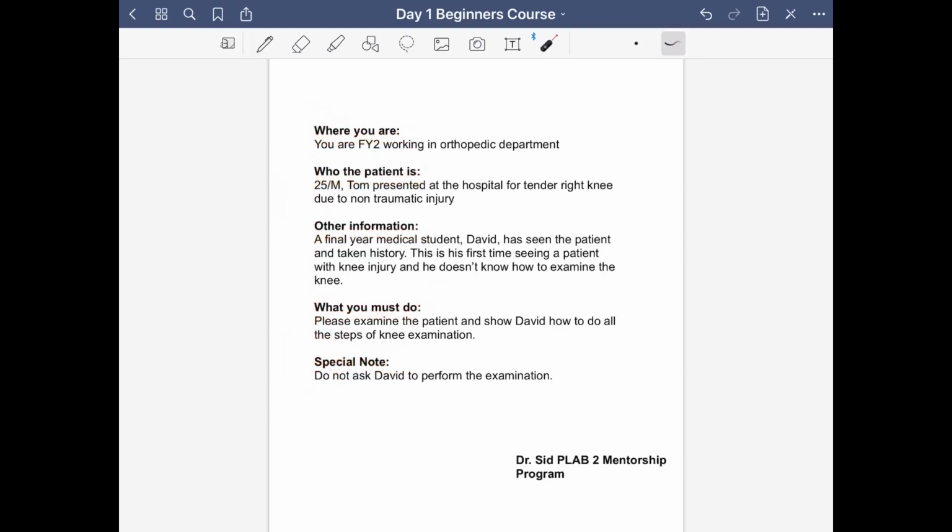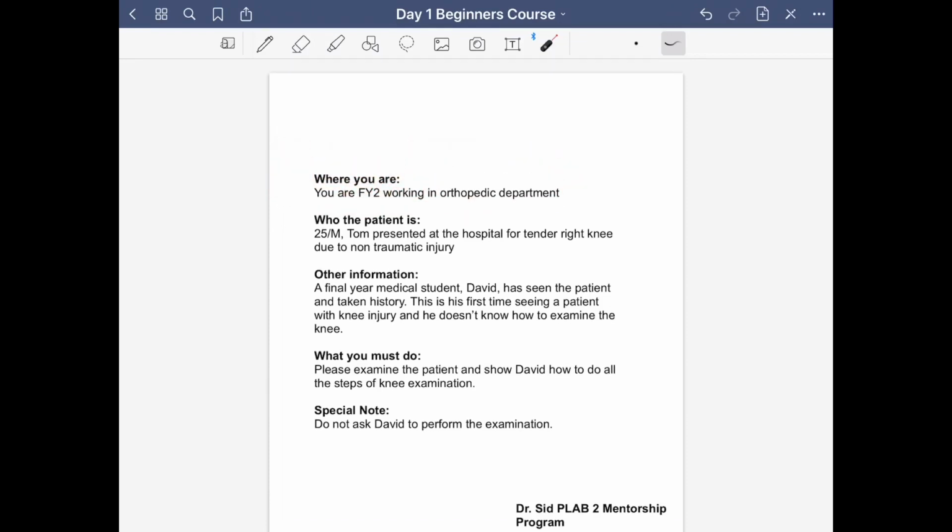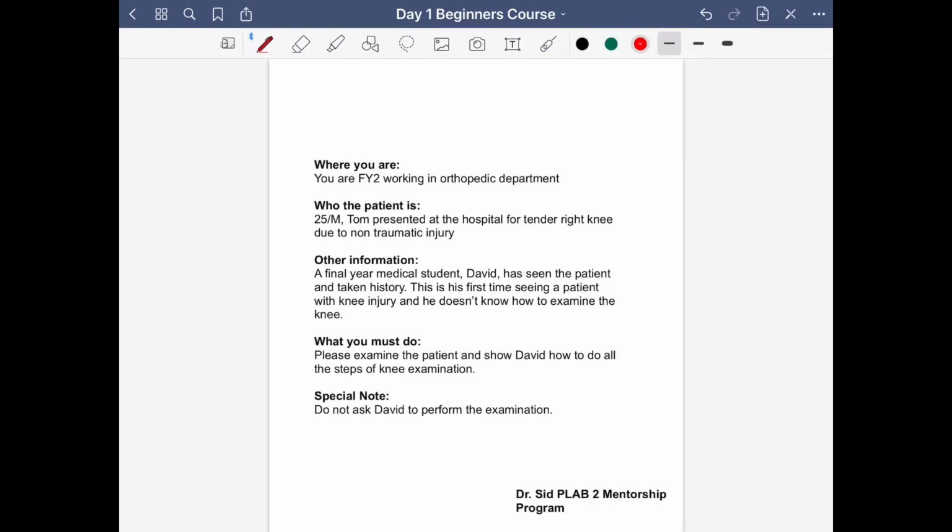Now let's discuss the first part. It says where you are. You are an FY2 working in the orthopedic department. Now what is this FY2? Let me give you a little bit of information about the training pathway in the UK. After you pass medical school in the United Kingdom, you will move into the internship. The first year of the internship is also called foundation year 1. So this can be equivalent to the internship in your home country.